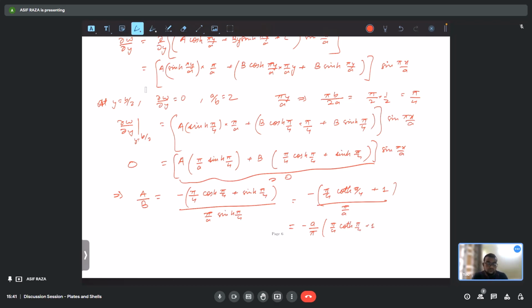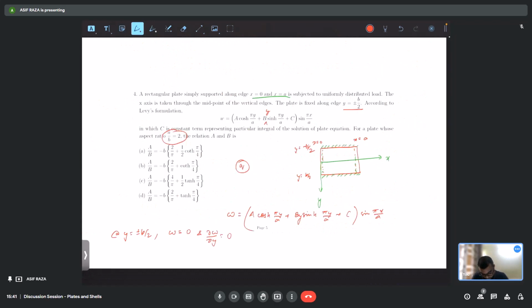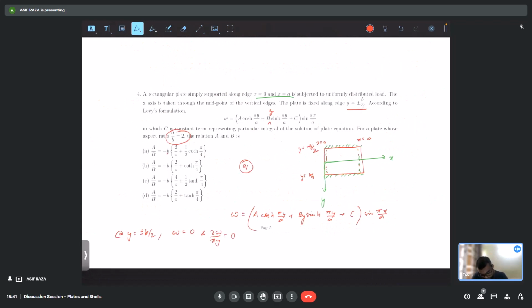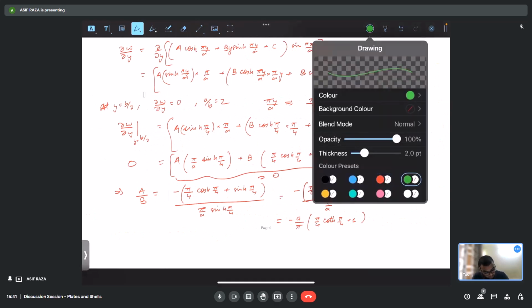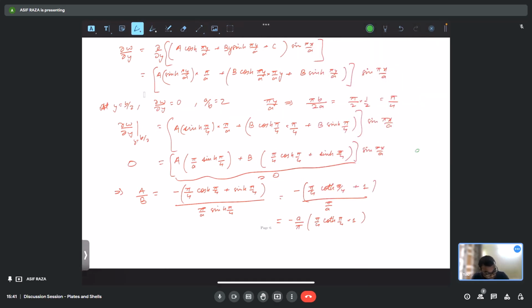We have the options. Okay, so we have b in all the options. So we are given a by b is equal to 2. This gives a equals 2b. Substitute this. So 2b upon pi by 4 coth pi by 4 plus 1.